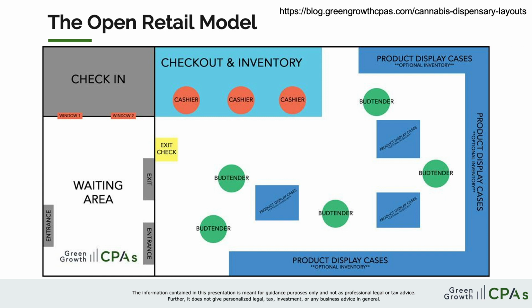Now, again, the check-in and waiting area is the same, but the layout of the secure dispensary area is a little bit different. What you're going to see is product display cases all throughout the ends. Then there's some display cases in the center there. And then there's a checkout and inventory area in that top left corner. Now, there's a pairing between bud tenders and cashiers. Now, let's explore a little bit more about this layout.